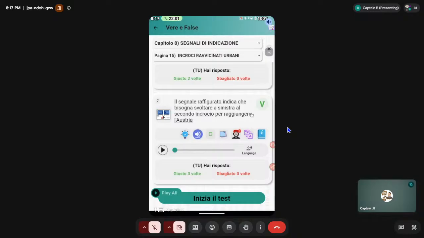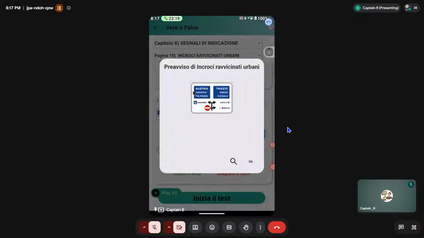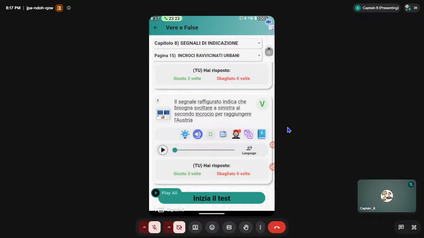Per raggiungere, for you to get to, okay? Raggiungere, we're talking about reachable. The place you can reach when you turn at the second junction, you can also get to Aosta. Aosta, look at it here. See it? Yes, it is true. Aosta is found at which side? Sinistra.